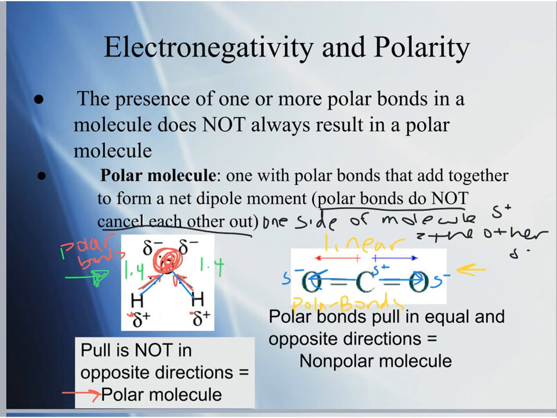So in this case, because we don't have a specific end that's positive and a specific end that's negative, we call this a non-polar molecule. Or another way to determine that is looking at the direction of pull on these electrons. They're pulling in equal and opposite directions, right? So the oxygen on the left is hogging electrons towards the left side. The oxygen on the right is hogging electrons towards the right side. They're pulling carbon's electrons in equal and opposite directions. So that means they cancel out and we get a non-polar molecule.